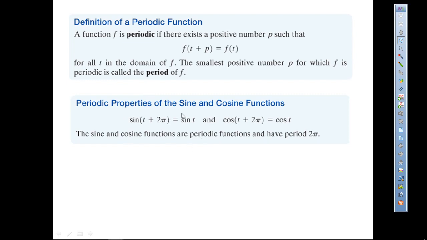Now, sine and cosine are periodic functions. And their properties say that the sine of t plus 2 pi is equal to sine t. This is for any value of t. You can plug in 4 right here, and the sine of 4 plus 2 pi is going to equal the sine of 4. And cosine has the same property with the same periodic value of p. So the sine and cosine functions are periodic functions, and they have a period of 2 pi.